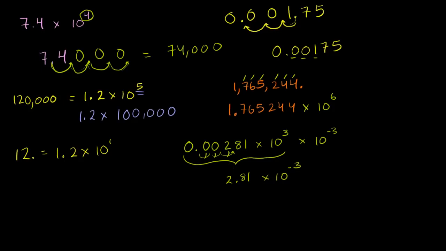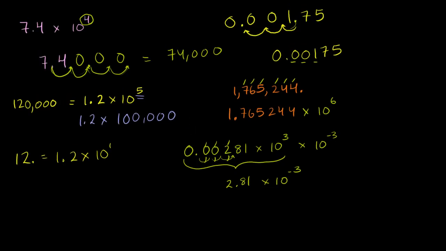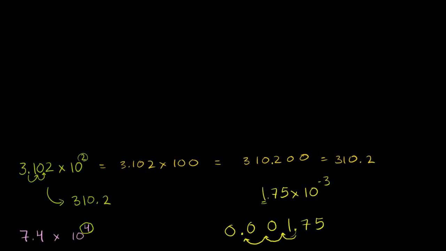Now, a very quick way to do it is to say, look, let me count, including the leading numeral, how many spaces I have behind the decimal. 1, 2, 3. So it's going to be 2.81 times 10 to the negative 3 power. Let's do one more like that.